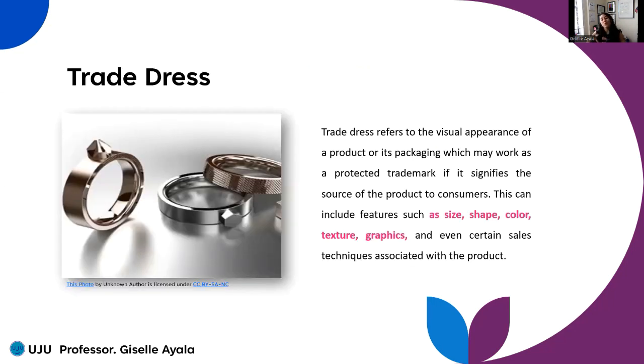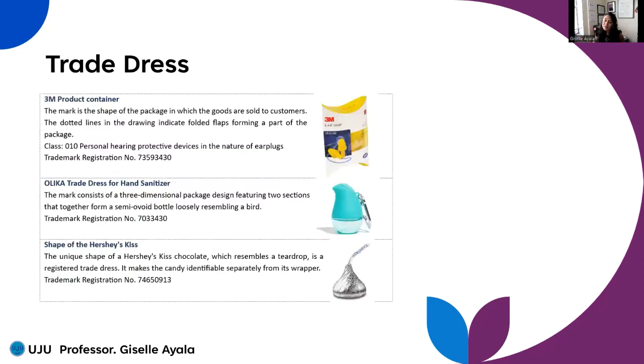Okay, so again, when we think about trade dress, we think about the overall product design or packaging of a product, and we think about size, shape, texture, and graphics. But we also may be thinking about the way a service is presented. And that's why I bring you here some examples of trade dress that are protected. For instance, the 3M product container of these earbuds.